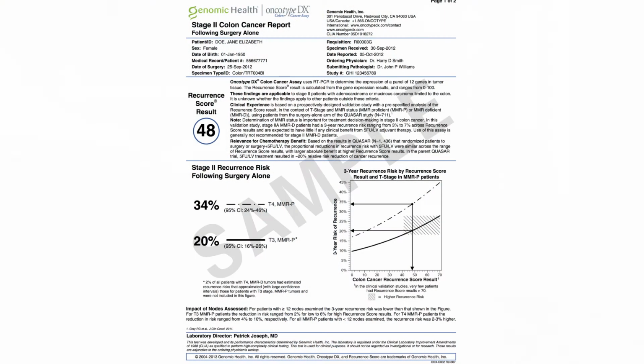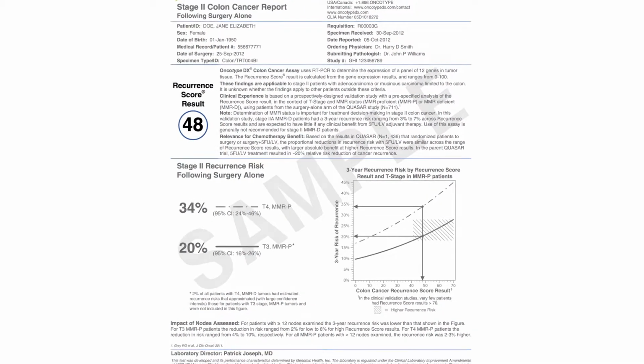In looking at the patients who are mismatch repair proficient, we'd like to focus on those individuals who have T3 tumors and those individuals who have T4 tumors, as each have slightly different issues to be considered. So let's take a look at the report that Oncotype DX colon provides you. Oncotype DX for colon cancer uses RT-PCR technology to determine the expression of 12 genes in tumor tissue that's provided from each clinical site.